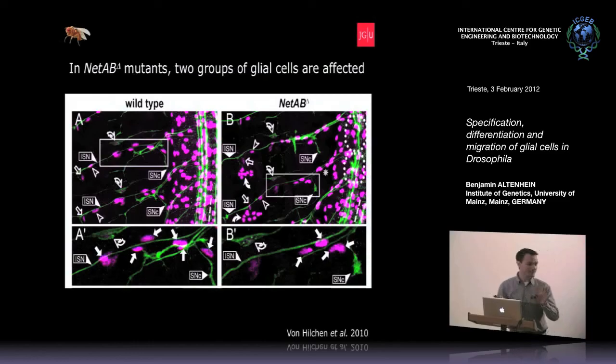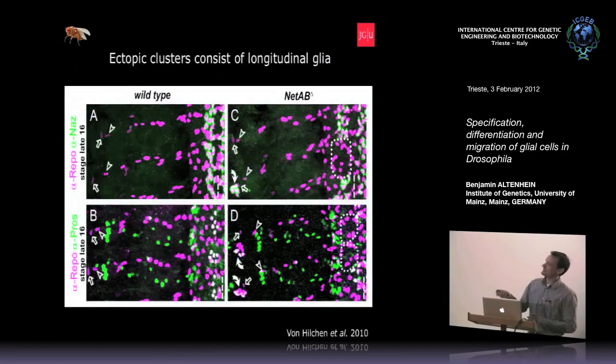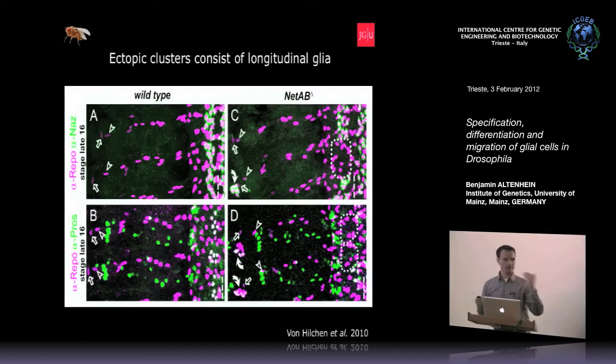So there's a second kind of phenotype, which is a cluster of cells, which is, again, not present in wild type, but in the NetAB mutants. And we found that, on the one hand, these clusters of cells represent longitudinal glia, which are ectopically positioned. This is a failure of the longitudinal glioblast to migrate towards the midline. If it does not, the cells stick to the place where they were born and are then located as clusters in the periphery, leaving gaps in the CNS, obviously.